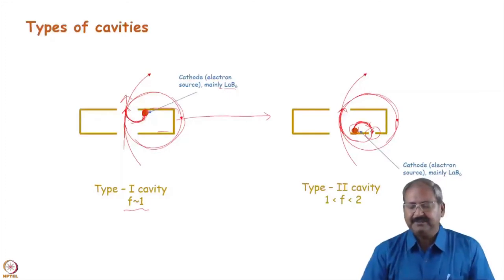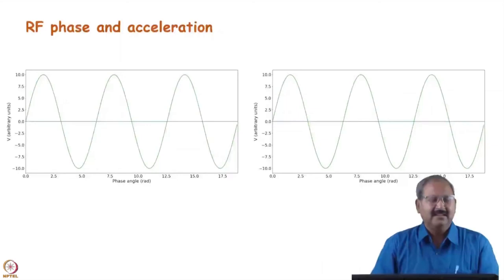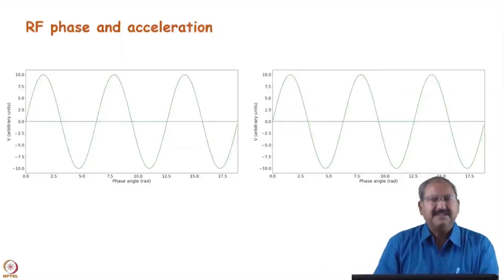So this is the type 2 cavity. F may have values between 1 and 2. So the position of the cathode dictates the value of F, and that value we have to put in the formulation which we have obtained. Now we see how the delta E energy change takes place in the RF cavity.